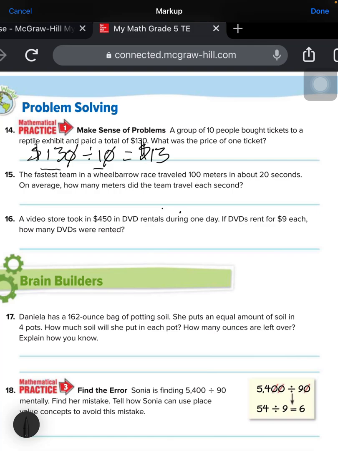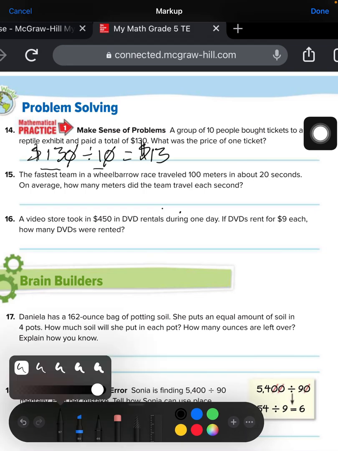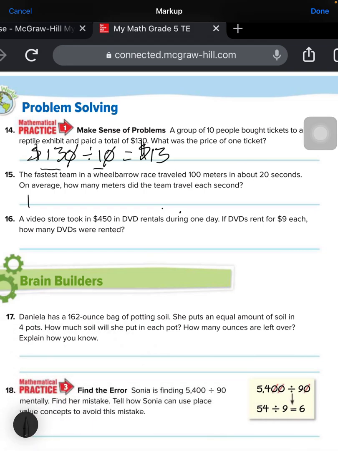Okay, next problem. The fastest team in a wheelbarrow race traveled 100 meters in about 20 seconds. On average, how many meters did the team travel in each second? So 100 meters divided by 20. Can cross off 1 zero, so then we have 10 divided by 2, that equals 5.